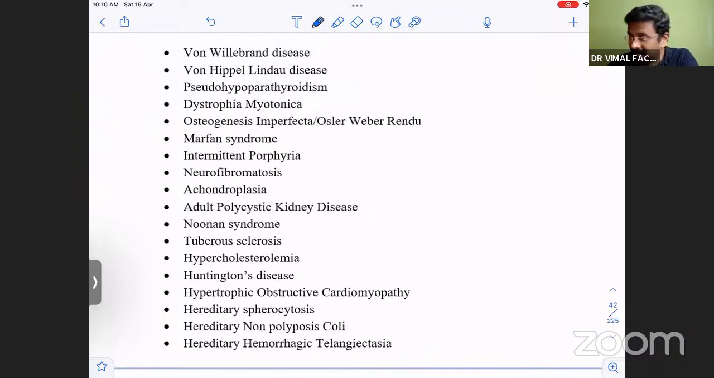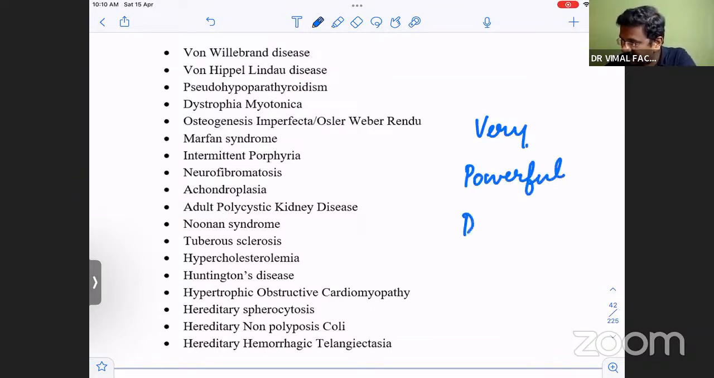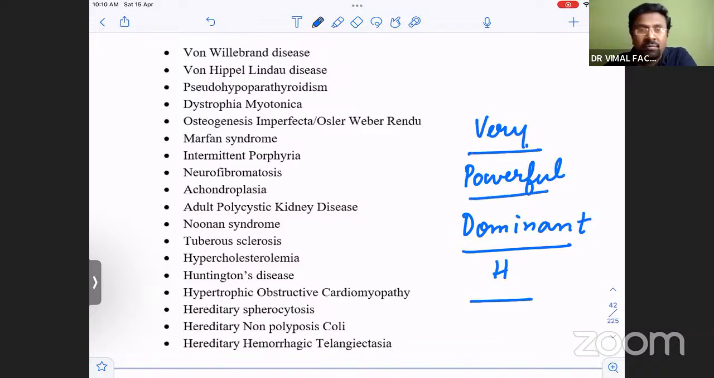You know the mnemonic. Yes, that is a very powerful dominant. The famous mnemonic, very powerful dominant H. Yes, this is the mnemonic to remember your autosomal dominant conditions. Von Willebrand, von Hippel-Lindau, and don't worry, I'll share this PDF with you all so that you can make a note of these things and read and revise.